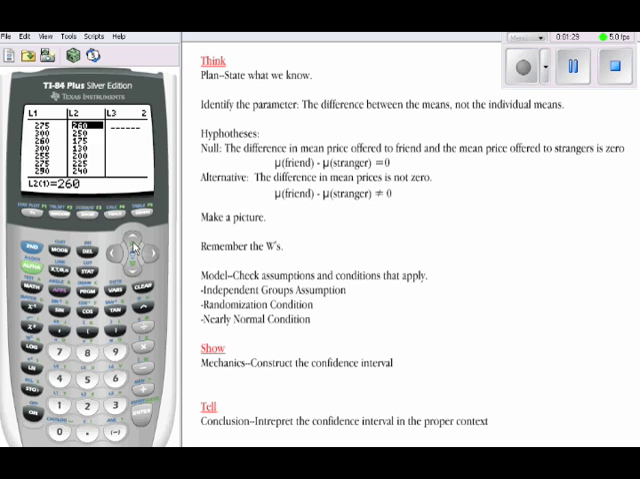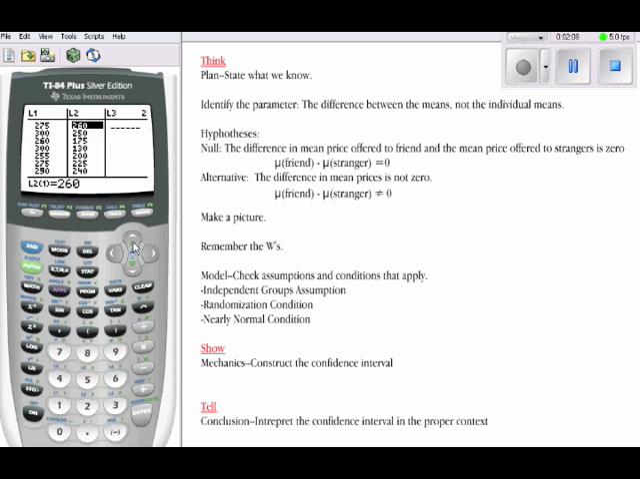Okay, so what we're going to do here is start off by identifying our parameters. What am I trying to measure? What's the purpose of this? Here again, we are looking at the difference between means. I'm really wanting to know what the difference is, if buying from a stranger is more expensive or if buying from a friend would be more expensive. You want to know whether people are more likely to offer a different amount for a used camera when buying from a friend or buying from a stranger. So we're looking at the differences, not the actual individual values of the means.